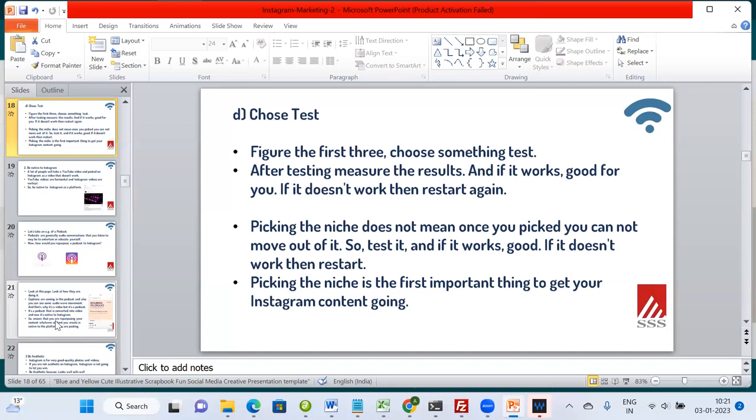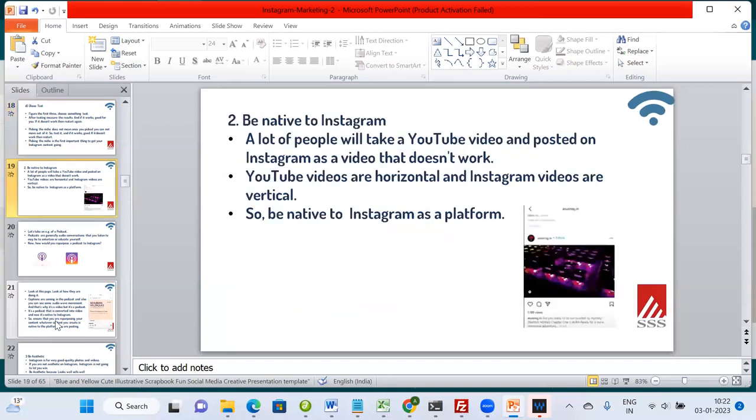Now, picking the niche does not mean that once you picked, you cannot move out of it. So check it, test it. If it is working, good; if it does not work, then you can create it again. Picking the niche is the first important thing to get your Instagram content going.